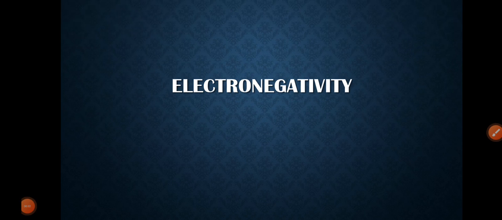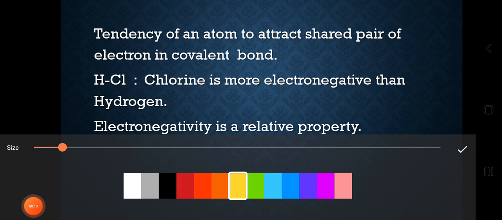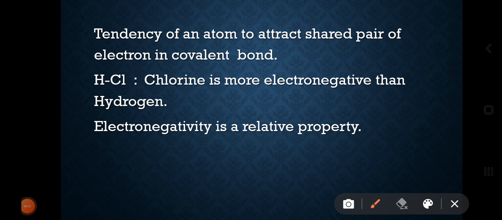Hello everyone. Now let us look into the topic electronegativity. It is one of the very basic topics in chemistry which everyone must be knowing. Now let us look at the definition of electronegativity. It is the tendency of an atom to attract the shared pair of electrons in a covalent bond.